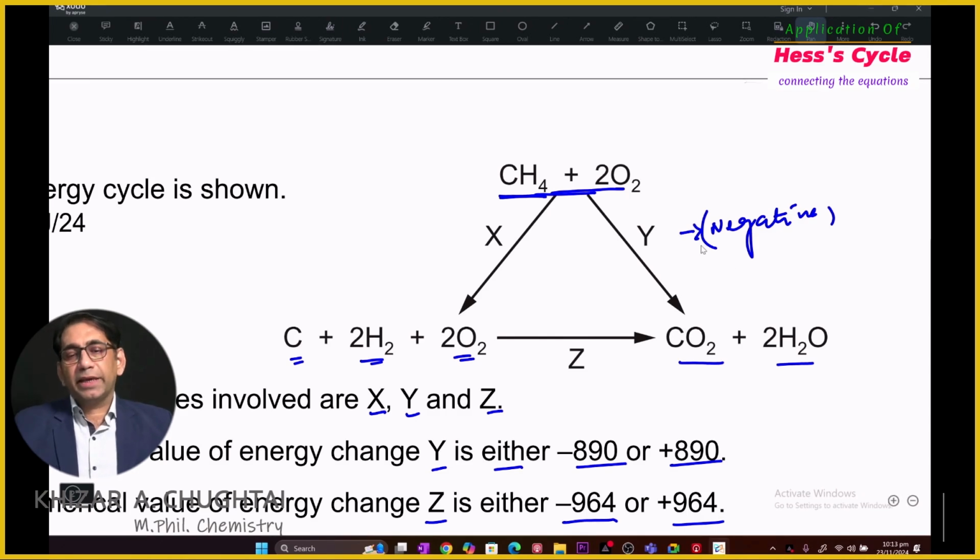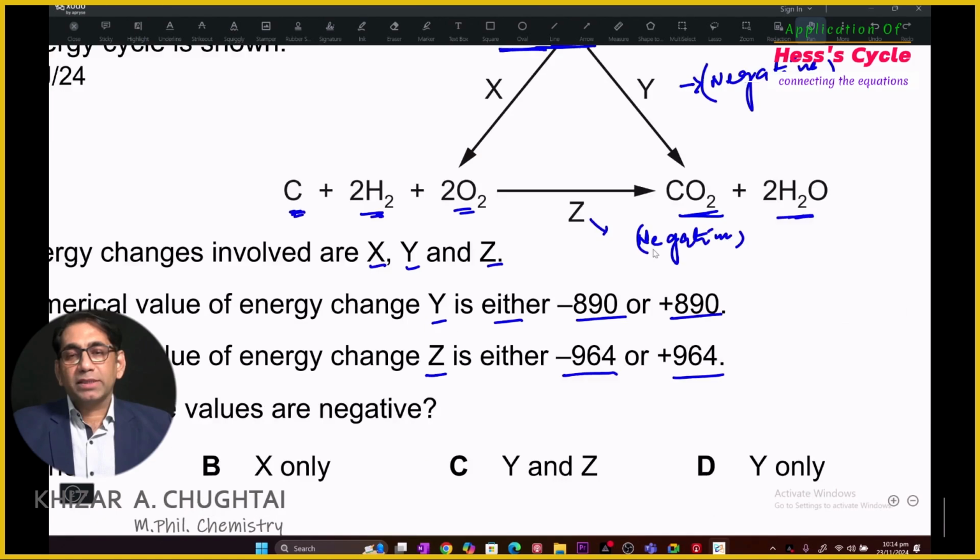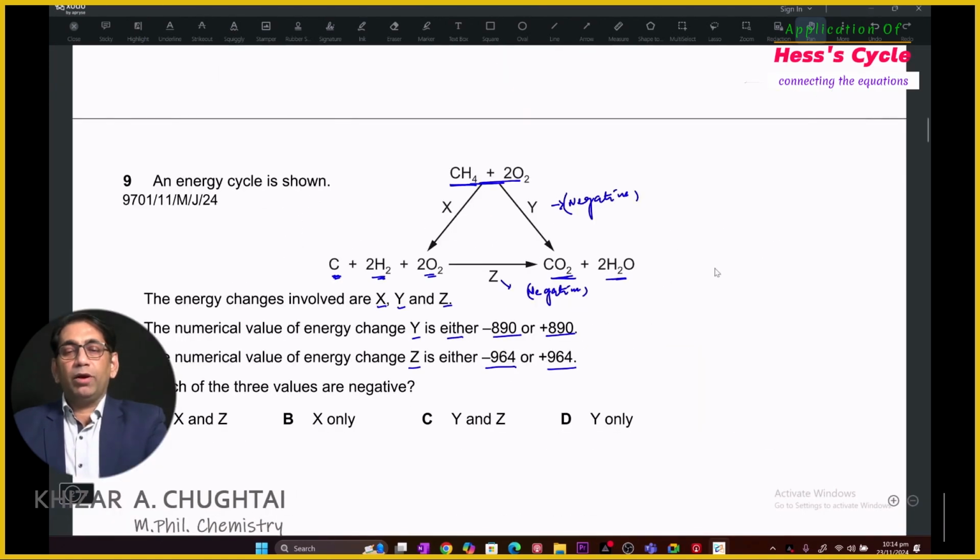Same is the case for Z. If I look at the whole reaction, it is the combustion of carbon and combustion of hydrogen, and they finally make CO2 and H2O. So again, Z is also negative. So both these values must be negative. Now what about X? I'm putting in the values of Y and Z to find the answer of X.